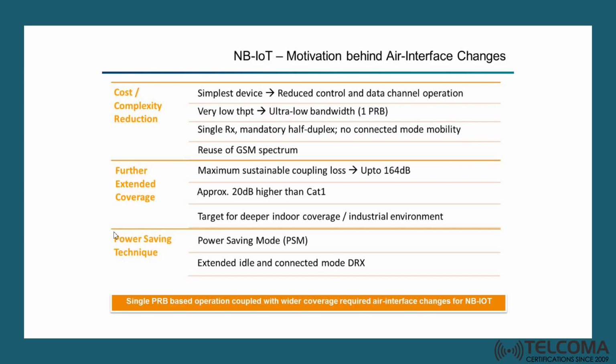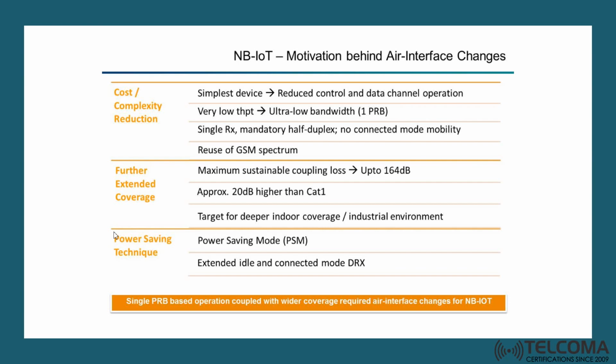Motivation, again, the motivations remain the same, but much more greedy than EMTC or CATM1. Again, the aim is to make the simplest device, reduce the cost as much as possible and reduce the complexity as much as possible. These are the main motivations for NB-IoT: to just build the simplest device that is possible by removing all the control channel and data channel overheads and reducing the operation for both control channel and data channels. Very low throughput is expected out of this, which we have already seen.